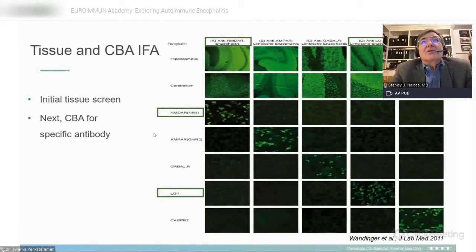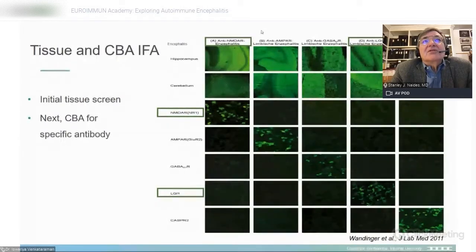So here's an example of an array, compliments of Dr. Wendinger and colleagues, looking at a number of autoimmune encephalitides in which tissue is stained, and you can see hippocampus across the first row, and then cerebellum. And then above, you can see the various different antibodies that are present in those individual cases. And what is of note is that you can see, for example, hippocampus staining, which between different antibodies can be difficult to differentiate.